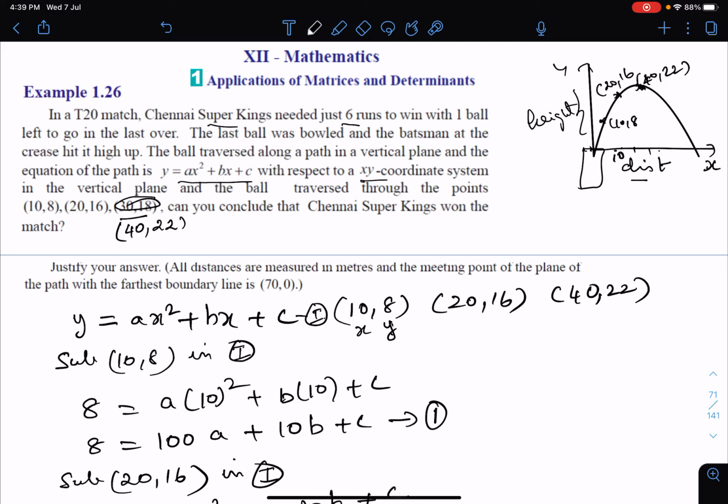Hello 12th standard students, welcome back to chapter 1, applications of matrices and determinants. Today we are going to see example 1.26.